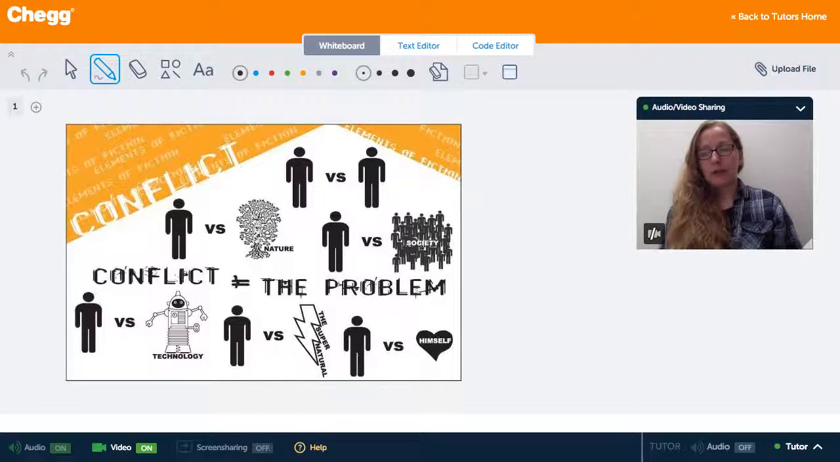Another type of conflict is person versus technology. This one is a little more recent category, but it is when a character is fighting against really any kind of technological advancement. Examples of this include Frankenstein and Blade Runner. And some people also include person versus supernatural, though this is a less commonly considered type of conflict in literature. An example of this is The Shining.